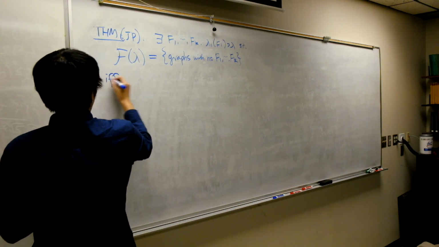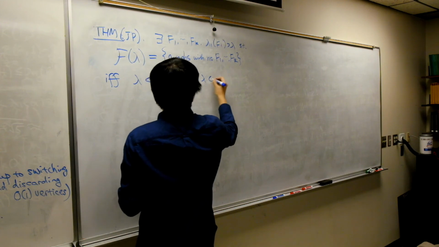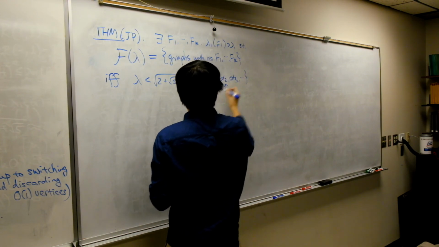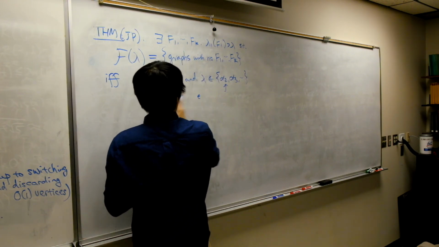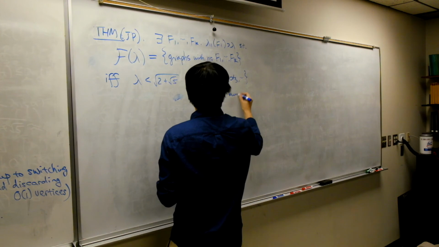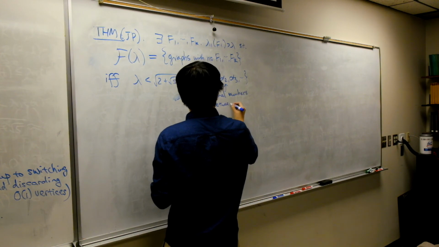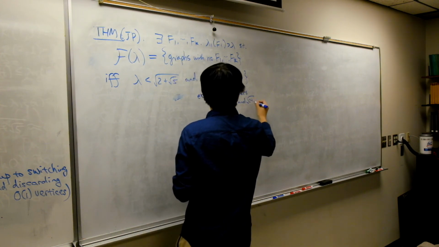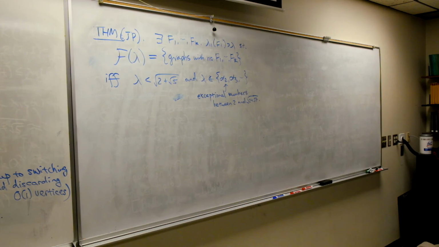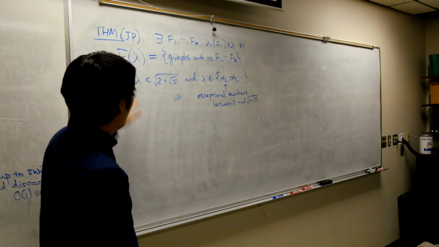If and only if lambda is less than this magical number, and lambda is not equal to some exceptional, countably many exceptional numbers. I can make explicit of that, but let me omit the detail. It's an if and only if result. So you can only do this finite forbidden subgraph characterization for such lambda.